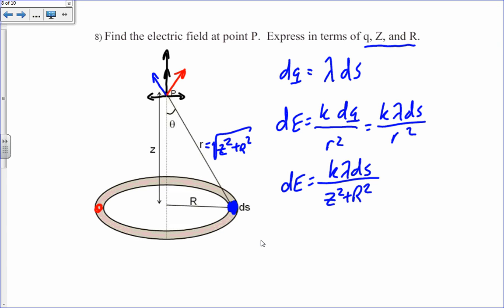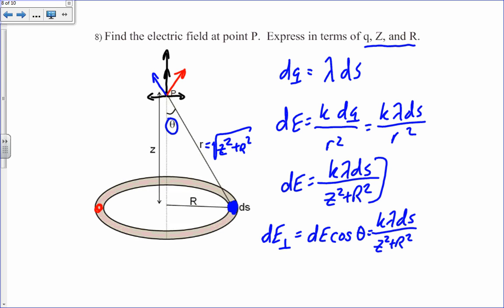I'm going to call this dE perpendicular because it's perpendicular to the ring, or you could call it dEy if you want. And that's going to be dE cosine of the angle theta. That's this angle theta. Notice it's cosine because that angle theta is measured off the y-axis and not off the x-axis as it usually is. All right. So dE is k lambda ds over z squared plus R squared. That's just from up here.